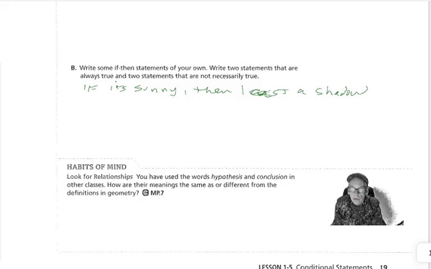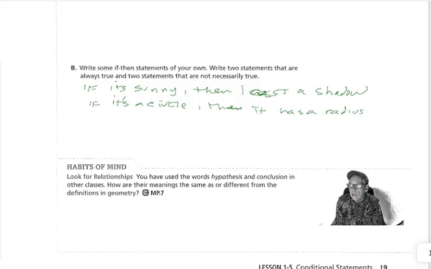Another one that could be always true, if it's a circle, then it has a radius. That might be an example of one that's always going to be true, because if it's a circle, it has a radius, which is the distance from the center out to the circle.